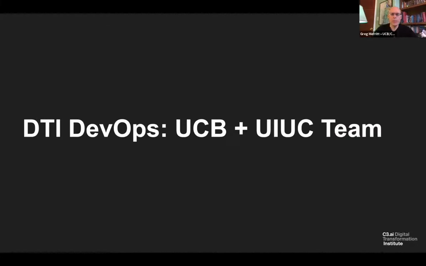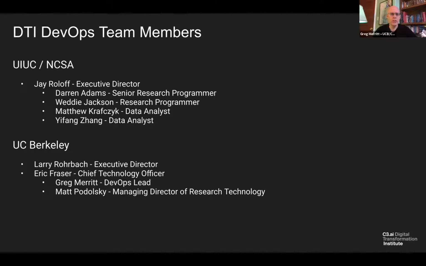The DTI DevOps team is composed of staff at UC Berkeley and at the University of Illinois Urbana-Champaign, NCSA. And this is the roster of the tech team at DTI. Those of us whose names are indented here are the folks who engage directly with awarded researchers for their work. My name is Greg Merritt. I'm the DevOps lead on the team. I look after particularly the cloud infrastructure of our deployments. And a number of my colleagues here are going to take portions of today's presentations and will introduce themselves briefly as they begin their turns.